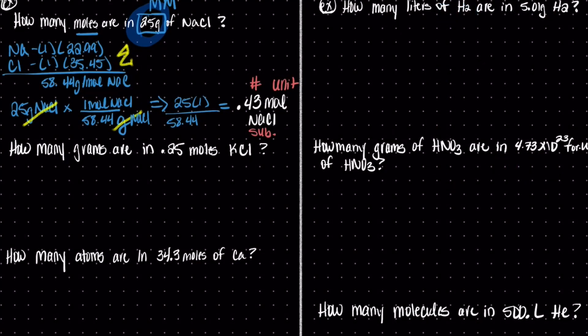Alrighty, friends. So let's try this next one. We need to figure out how many grams are in 0.25 moles of KCl. This is a one-step stoichiometry problem because it starts in moles. So like always, we start with our given.